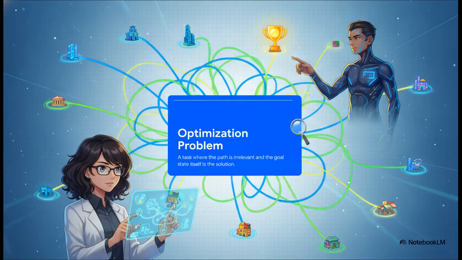Now, in optimization problems, the AI absolutely does not care how it gets to the end. The path? Totally irrelevant. It's like a traveling salesperson trying to find the shortest route between 20 cities. The history of how you planned that route doesn't matter at all. The only thing that actually matters is that final optimal configuration. The goal state itself is the solution.